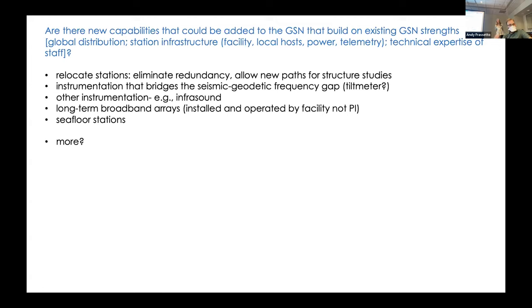Yeah, I really like that idea of expanding the GSN by defining what is a GSN caliber station, right, and then looking at the existing stations to see what fits.